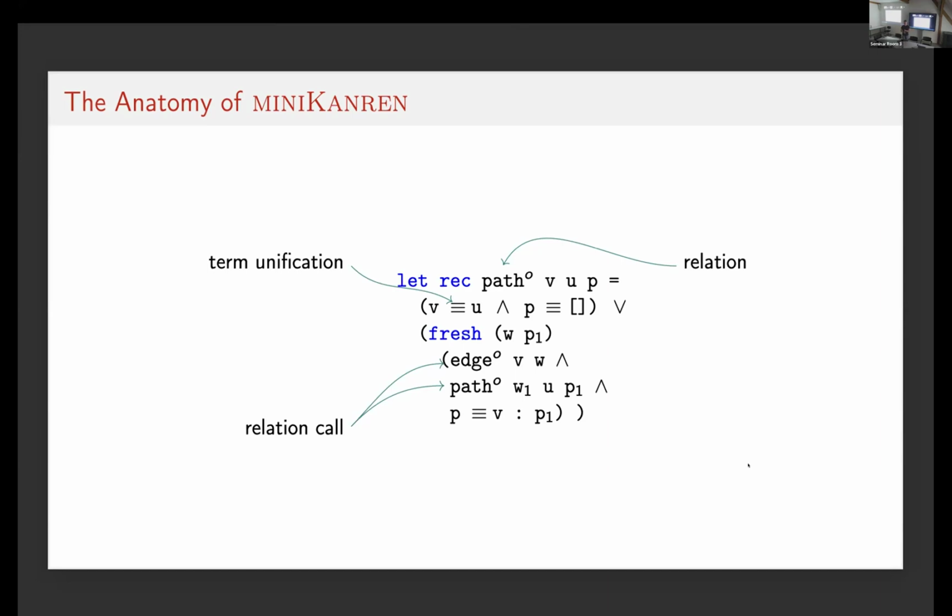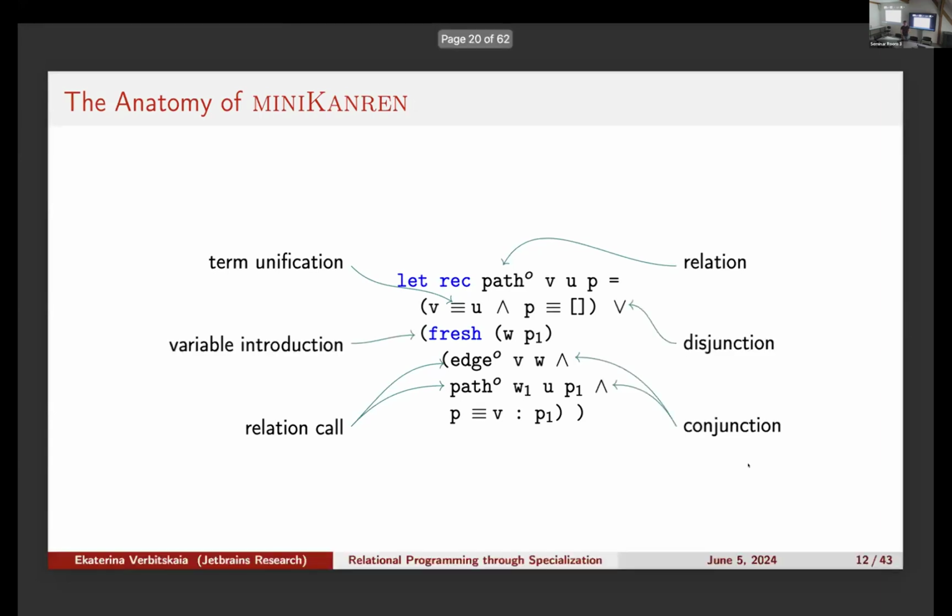The first one and the most important is term unification. It's like the equality that we can use here. We have conjunctions, we have disjunctions. We also have this variable introduction, fresh, that is just a way to bring some variables into scope. It is a technicality right here.